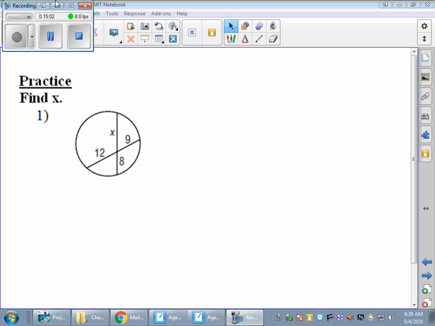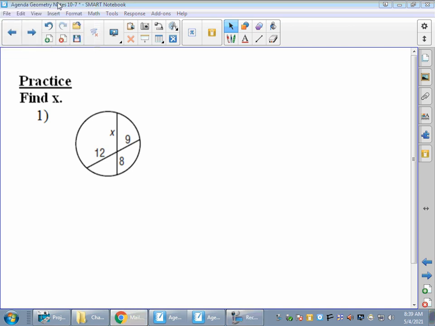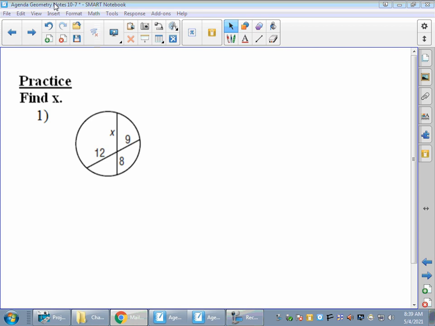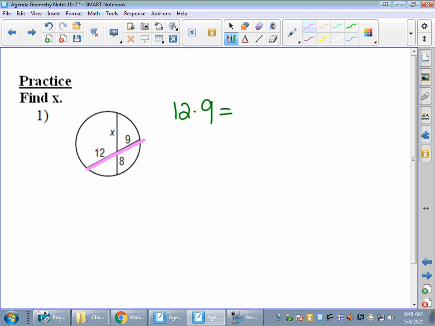Notice how these two chords are intersecting inside the circle. If they're intersecting inside the circle, that means that we do part times part equals part times part, right? I don't even have these labeled, but I can look at the two pieces of this and say, all right, the two parts, 12 times 9, has to be equal to, I look at this other chord and do my two parts there, x times 8. That seems like a pretty simple problem. I'm going to do 12 times 9. I'm going to get 108.